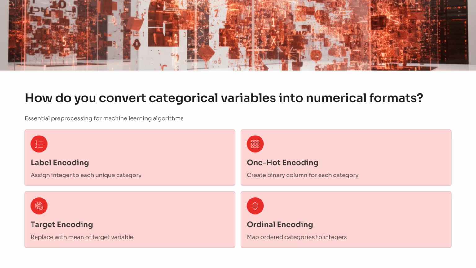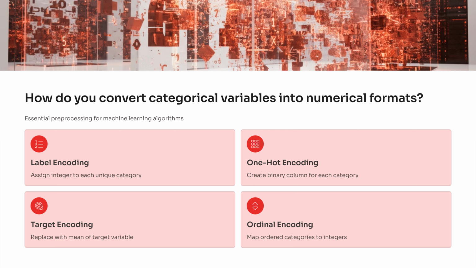The second method is one-hot encoding. This one's a favorite for most machine learning workflows. Instead of assigning numbers, it creates a new binary column for each category. So if your region column has north, south, east, and west, you'll end up with 4 new columns, each marked with 1s and 0s depending on where each record belongs. This avoids any unwanted hierarchy between categories. It's ideal when the categories are independent, like city names, product types, or departments.